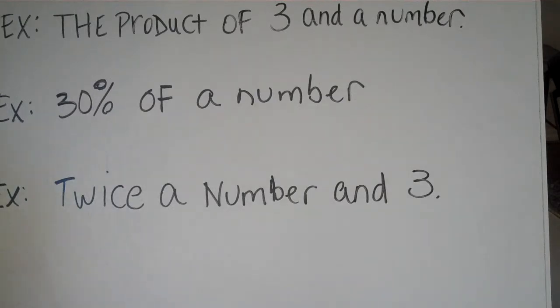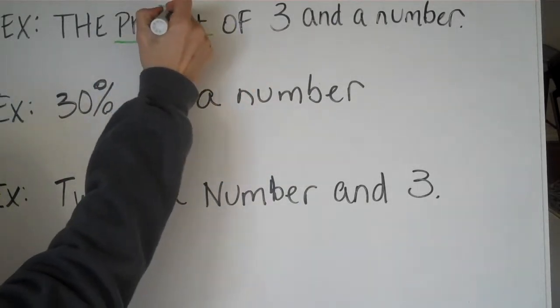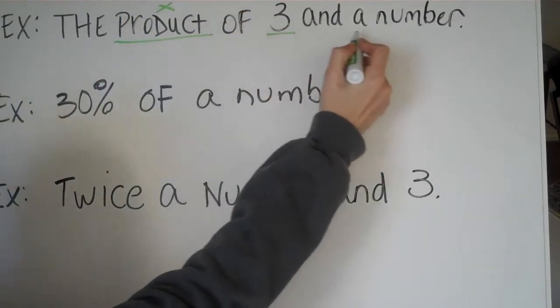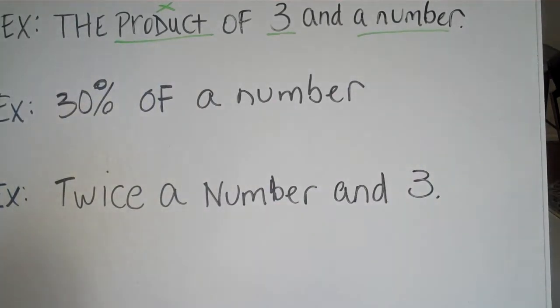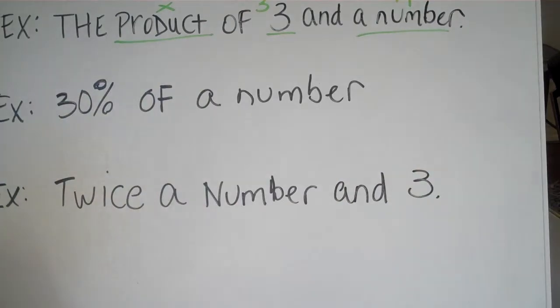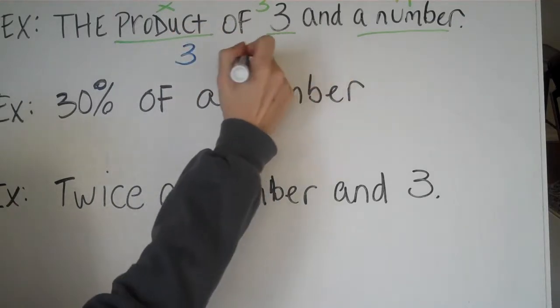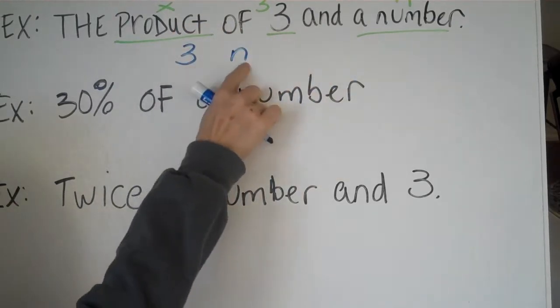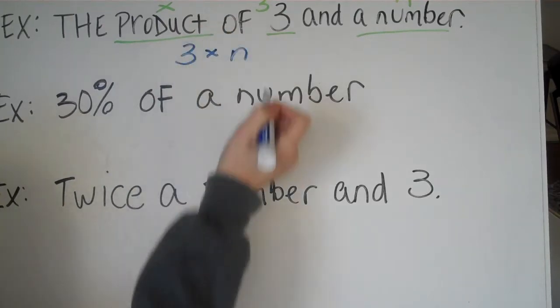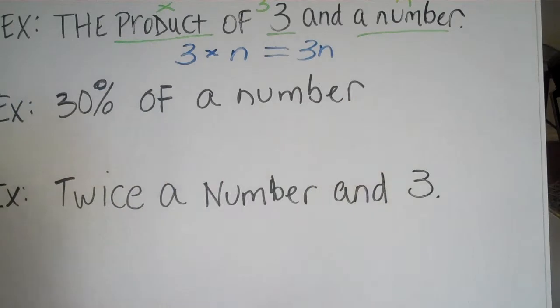So the product of 3 and a number. Okay, let's do the same thing we did before. Product means multiply, of 3 and a number. So we're getting the product of 3 and a number. Product means 3 times n. Or we could just simply say 3n.